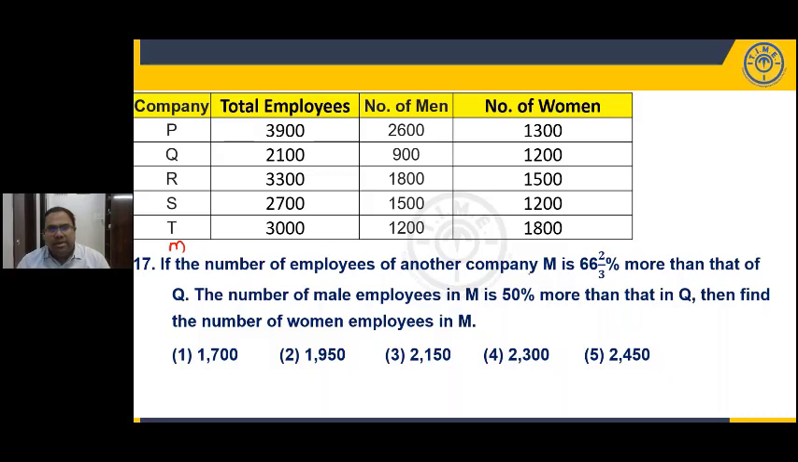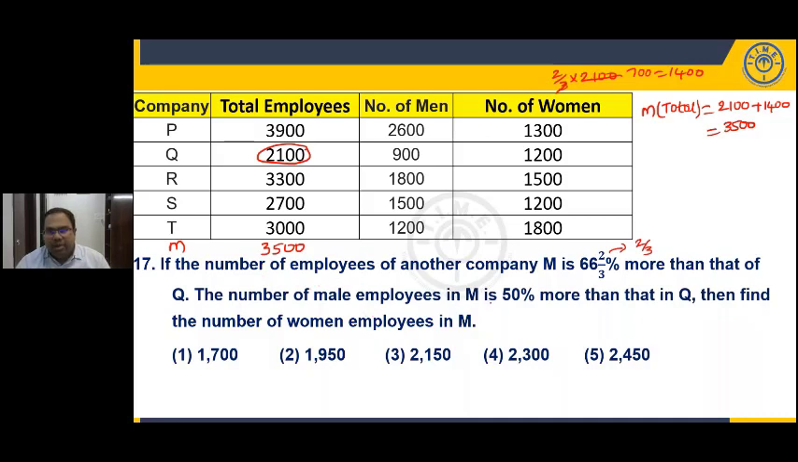Number of employees of another company M. We don't have information about M. I'm writing. Number of employees is 66 2 by 3%. 66 2 by 3% means 2 by 3 more than that of Q. Q what are total employees? 2100. So M total employees will be 2100 plus how much more? 2/3 more. 2/3 of 2100. 700 into 2, 1400 more. So it is 3500. Right? So M total 3500.